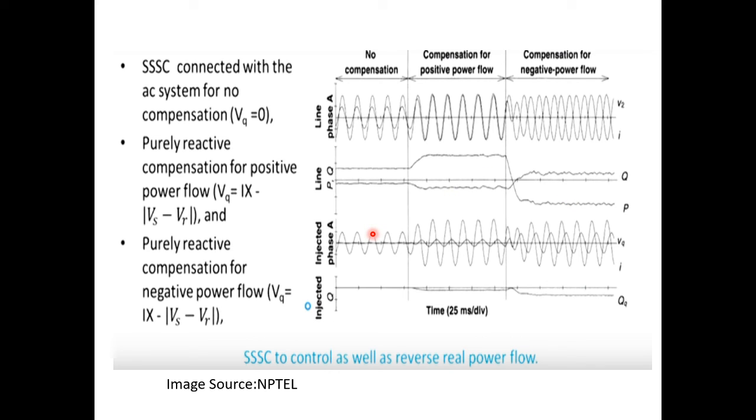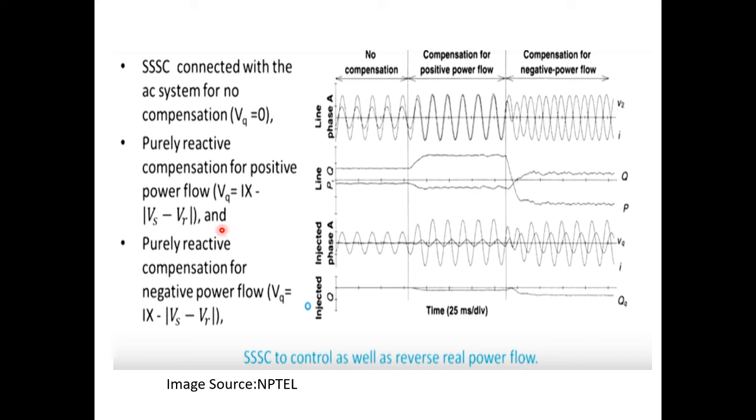Finally, the injected phase A voltage. It's obviously the same with no compensation. Compensation for the positive cycle means it is increasing, but compensation for the negative cycle means it is obviously rising. VQ will increase beyond the level. That is how I inject VQ, and that impact will be there. Whereas for the injected Q, initially with no compensation there is no Q. For positive it's obviously some negative value, and below that the injection of Q is some more negative value. We have to observe that.